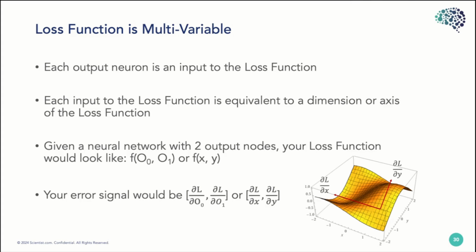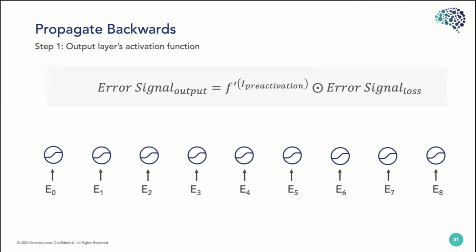Okay, I swear that was the crescendo of the math. So now we have our error vector. It'll match the dimensionality of our network. For our network, we're going to end up with 9 individual numbers. That is the error associated with each node in our output layer.